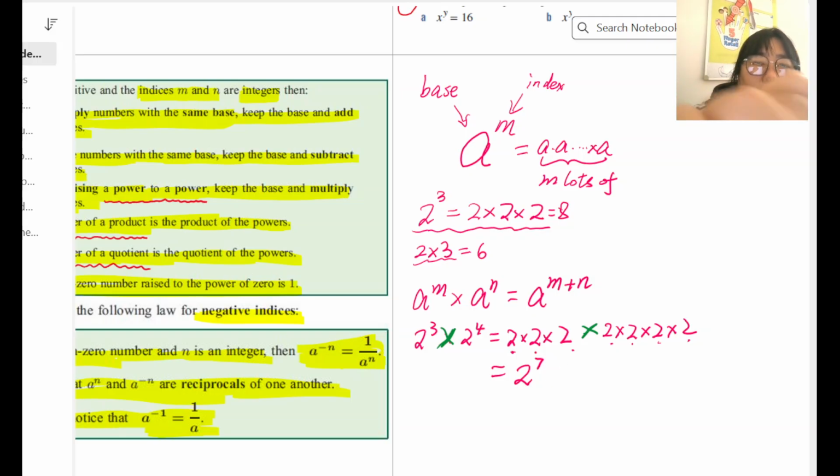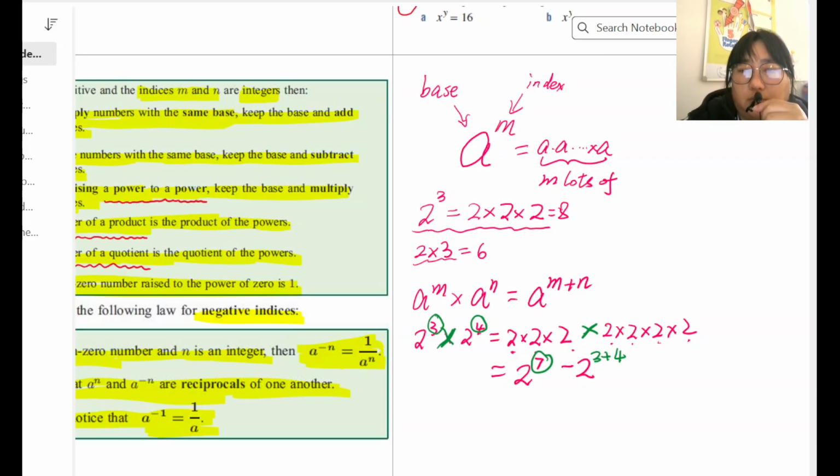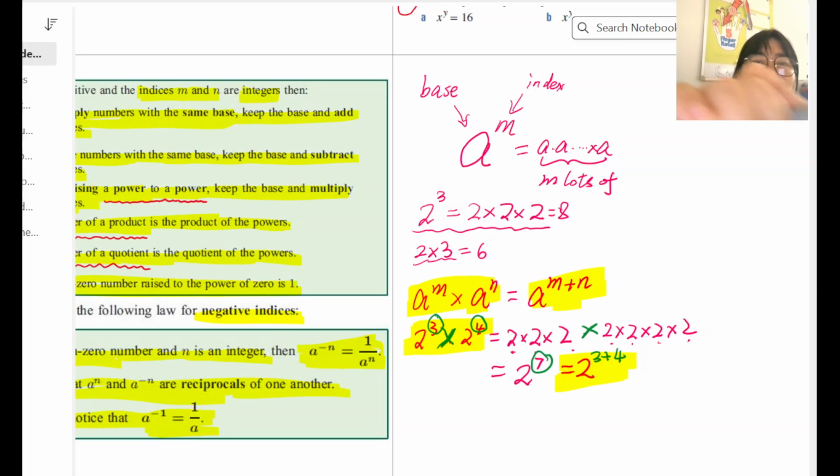So this 7 is exactly equal to 3 plus 4, and the base is 2. From this calculation, from the beginning to the result at the end, we get this formula: a to the power of m times a to the power of n equals a to the power of m plus n. And now we check the division.